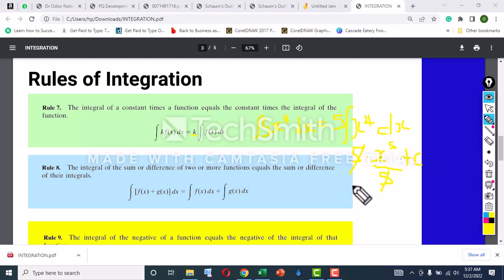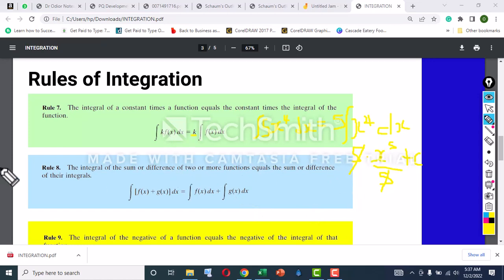If you actually do your work without adding your plus c, I'm sure the examiner might remove some marks, so it's not something you want to risk. Although the mark may not be tangible, who knows what 1 mark, 2 marks can do for us at this moment. So that is integration of a constant times a function.